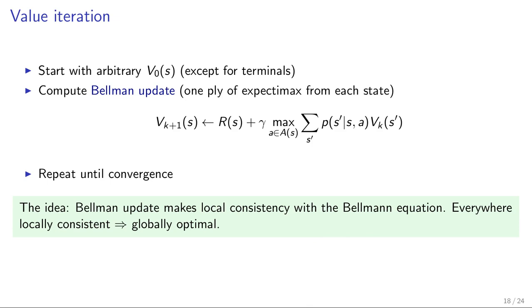So the Bellman update makes local consistency with the Bellman equation, and because it's locally consistent, it's also globally optimal. The convergence is a bit illustrated in the Berkeley lecture. We can also look into that a little bit, but it will not be really required that you can prove this. It's also a little bit technical, but we can have a look.